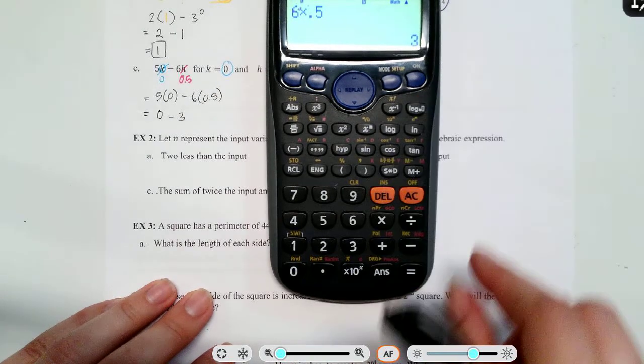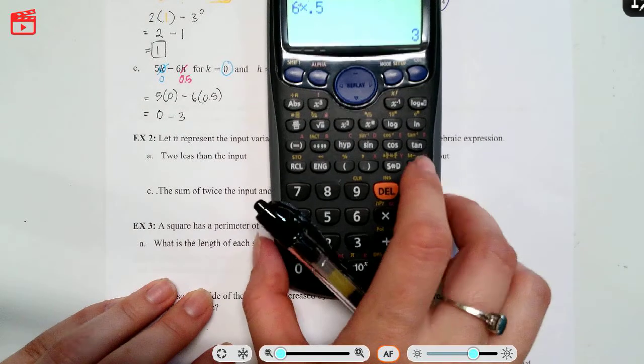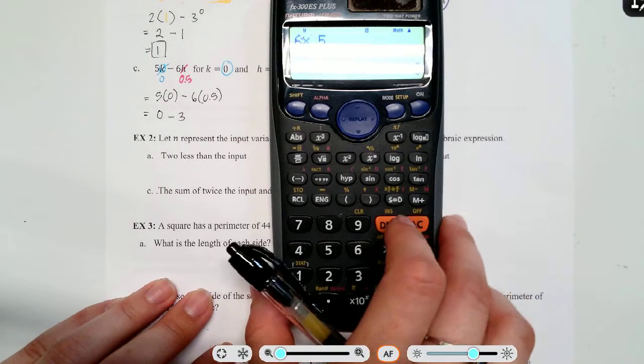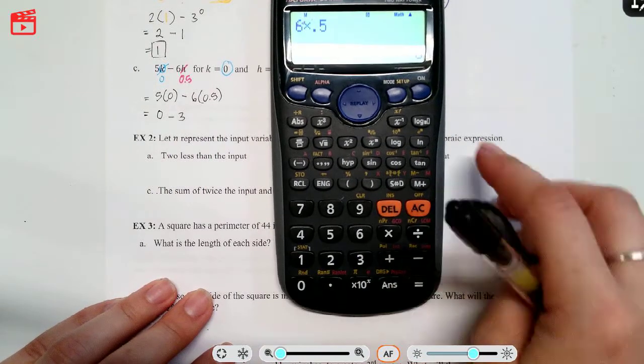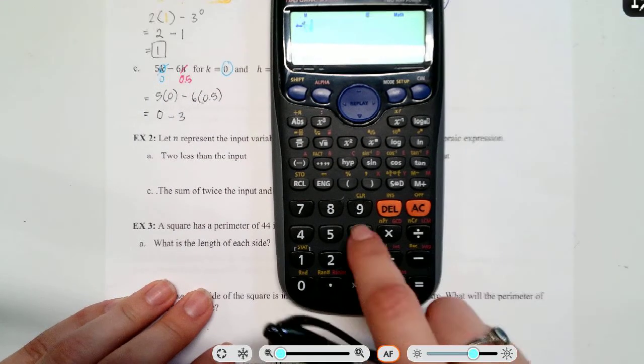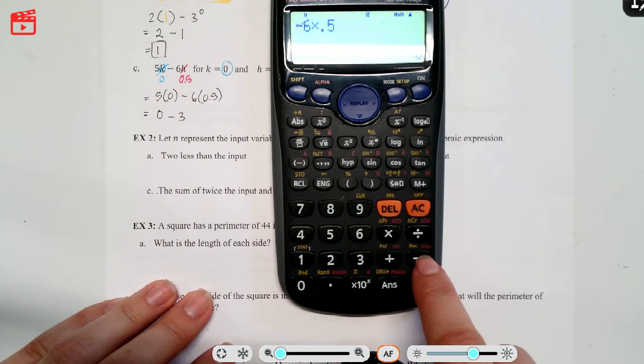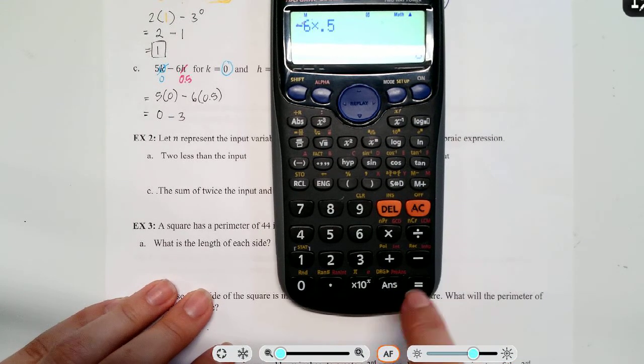So now, one real quick note on your calculator. If you wanted to include the negative while you were multiplying, you would not type in negative 6 times 0.5. Why? Oh, look, it actually worked for mine. Wow. Okay, on most calculators it does not work.